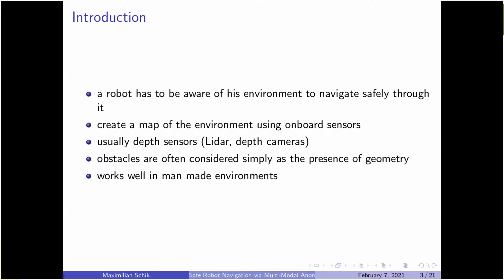When creating those maps, obstacles are often simply considered as the presence of geometry. So if there's a wall and the laser bounces back from that, you have a geometry and you can detect an obstacle by that. This works well in man-made environments, for example, industrial facilities or storage facilities. But it fails when we go into outdoor environments.